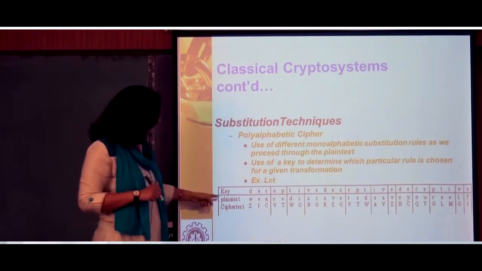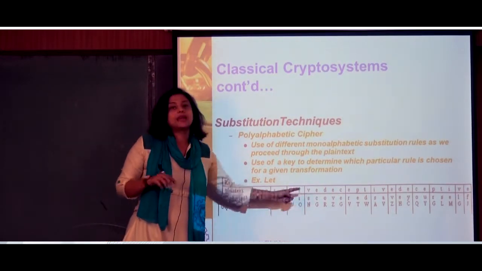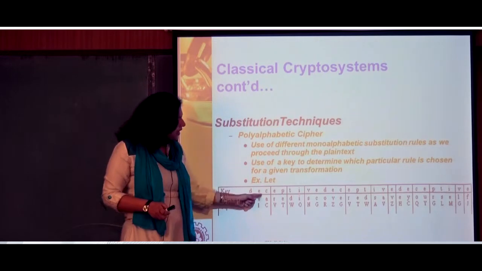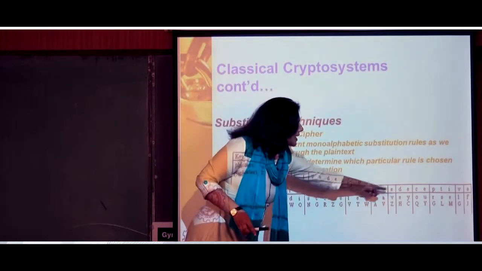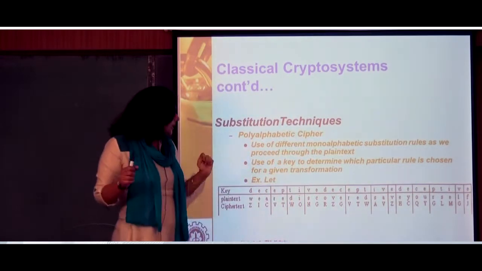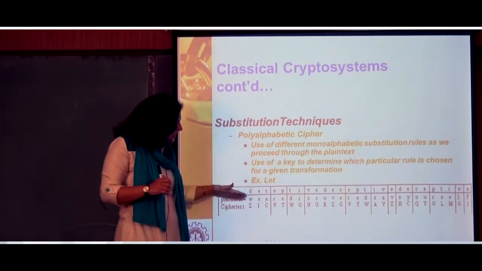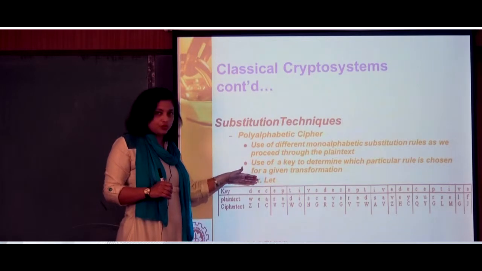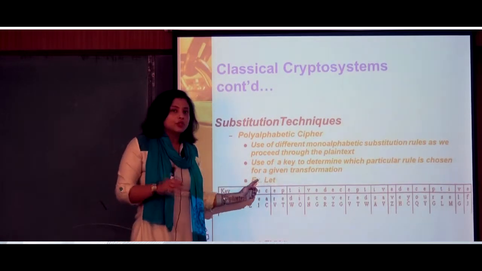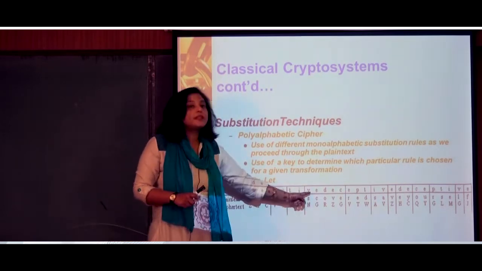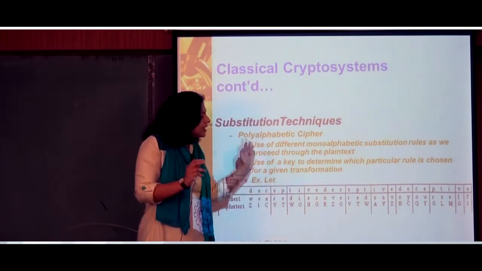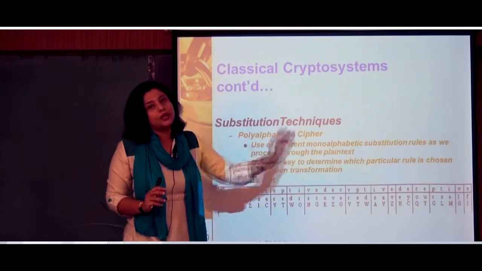So what should we do now? Write down the plain text as it is given: we are discovered, save yourself. Now immediately above that, in the first row, you write down the key. The keyword is deceptive. You go on repeating the word deceptive till you reach the end of the plain text.